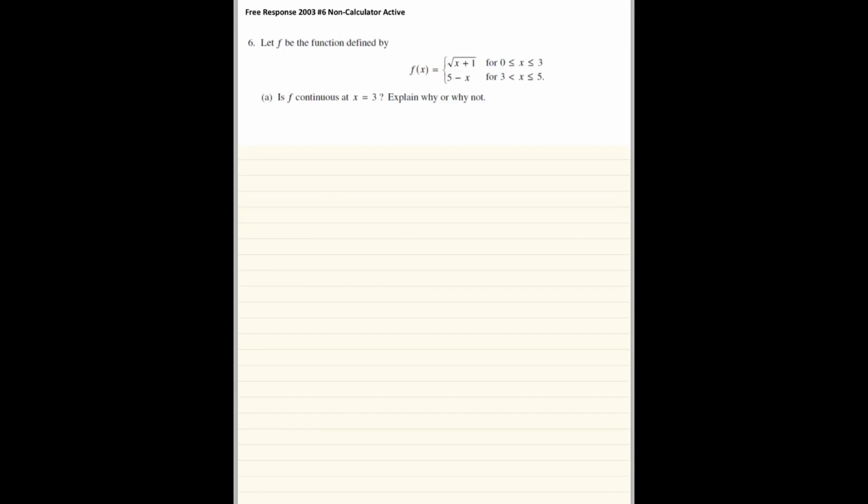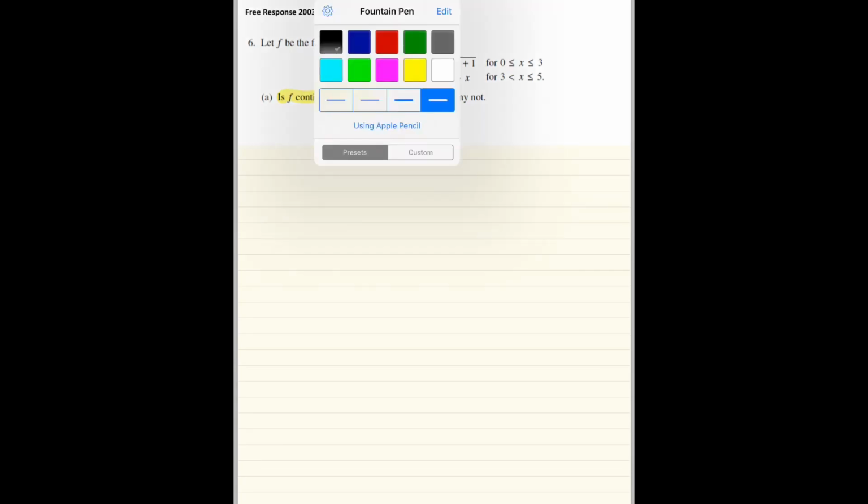Let f be the function defined by this. Is f continuous at x equals 3? Explain why or why not. Once again, we follow the same format as we did in the last video. We're going to figure out what the limit as x approaches 3 from the left is of this function. And that means I'm going to use him. So that's going to be the square root of 4, which is 2.